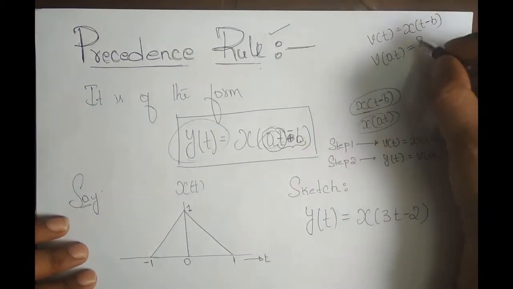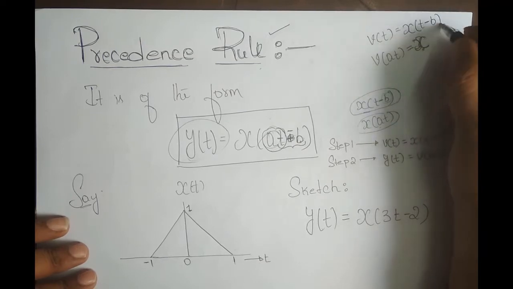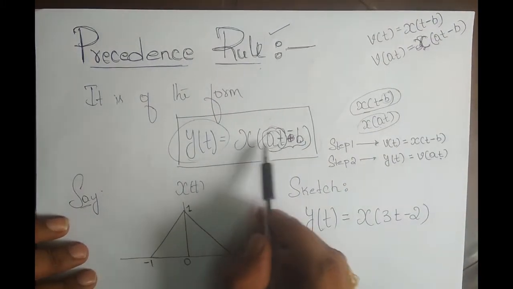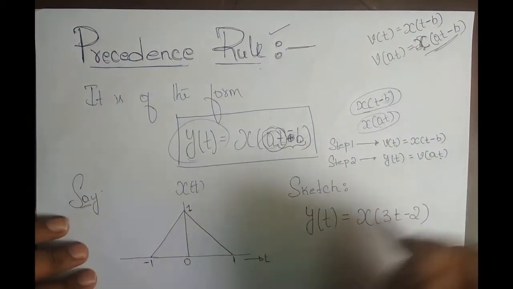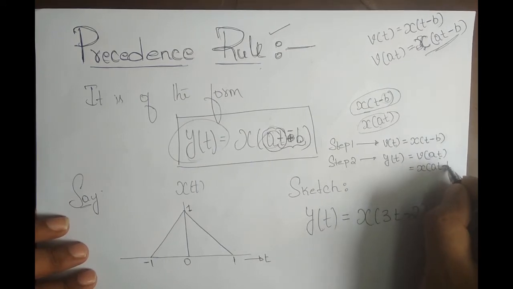So shall we do that? It is x of, in this equation, wherever t is there, I have to replace it by at. So x of, I have t, I replace it by at, minus b. So what I needed was x of at minus b, and what I got is x of at minus b, right? So this is nothing but x of at minus b.